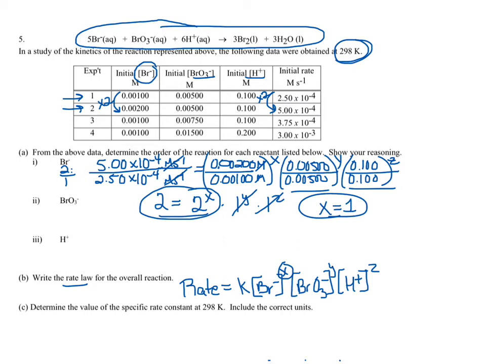Also, something to notice is that the order or the exponent of Br minus does not match your initial coefficient of Br minus in the reaction that's given, and that's totally fine and totally expected because the stoichiometry of a reaction does not predict what the orders of the reaction are going to be or how that particular concentration of that reactant would affect the rate.